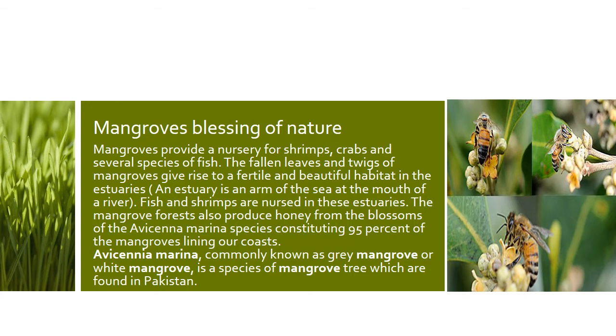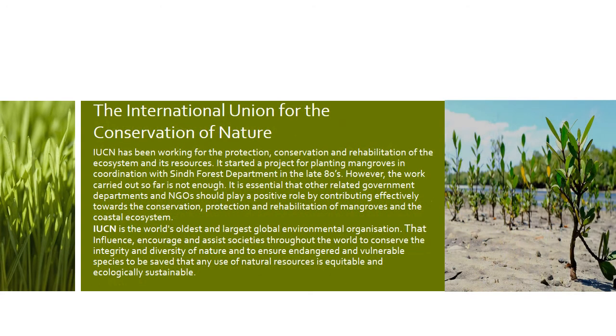The mangrove forests also produce honey from the blossoms of the Avicennia marina species, constituting 95% of the mangrove lining our coast. Avicennia marina, commonly known as grey mangrove or white mangrove, is a species of mangrove tree which is found in Pakistan, and that is one of the most important and best species of mangrove forest found in the world. The next one is that there are certain organizations which are working for the conservation and sustainable development of not only mangrove forests but also for nature.